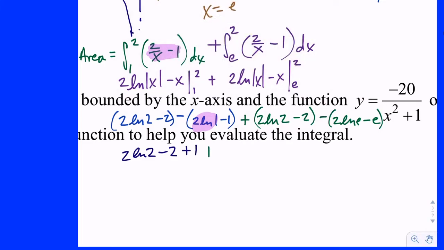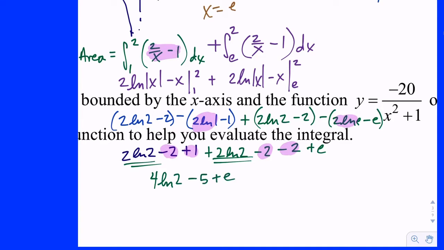And then the green stuff, plus 2 natural log of 2 minus 2 minus, what's 2 natural log of e equal to? 2, because natural log of e is 1. So we get minus 2 and then plus e. So let's see, we got like terms. 2 natural log of 2 plus 2 natural log of 2 makes 4 natural log of 2's. All my constants, let's see, a negative 2 plus 1 is negative 1. Minus 2 is negative 3. Minus 2 is minus 5. And that leaves me plus e. And so there it is.